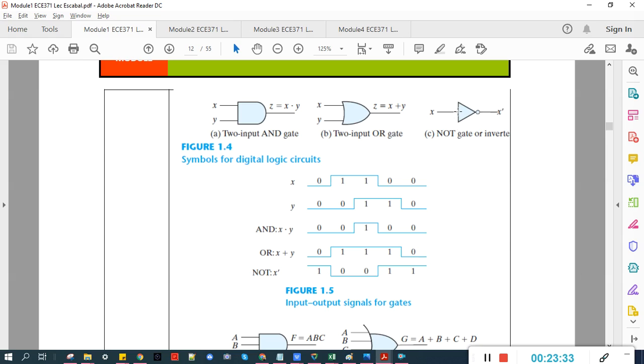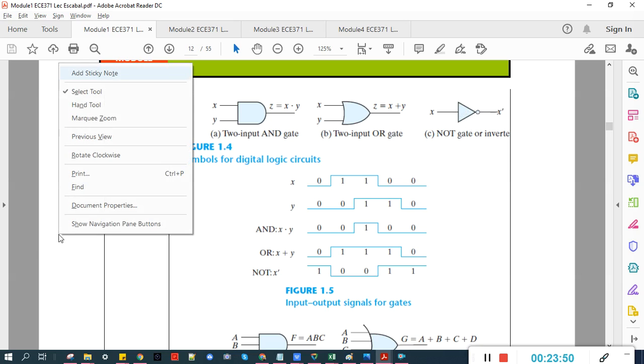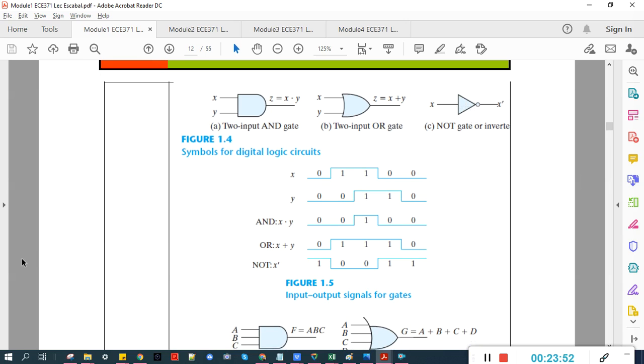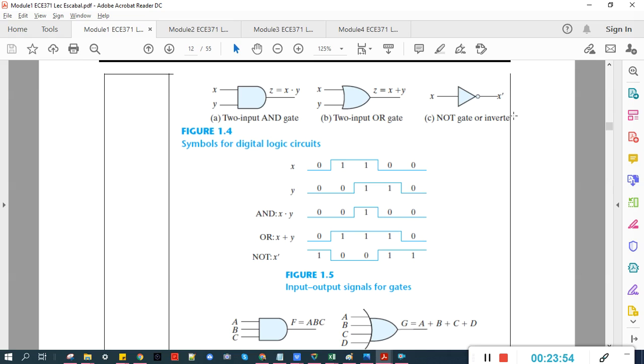The NOT gate is a triangle with a bubble at the end. So the input is X, and then the output is X prime, which is the complement of X. It's called the NOT gate or the inverter.